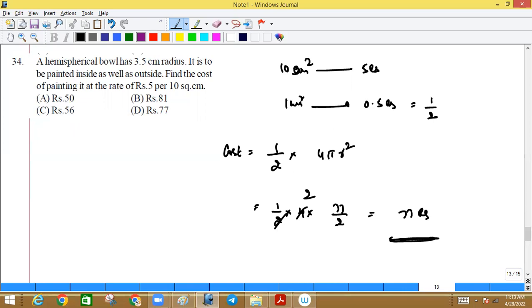Why 4 pi r square? Because outside is 2 pi r square, inside is 2 pi r square. It is having negligible thickness. So you can say inside as well as outside. 2 pi r square, 2 pi r square, 4 pi r square, you will say.